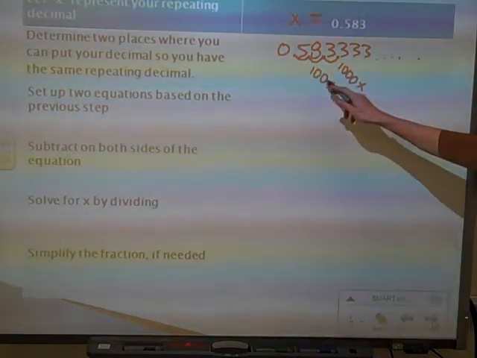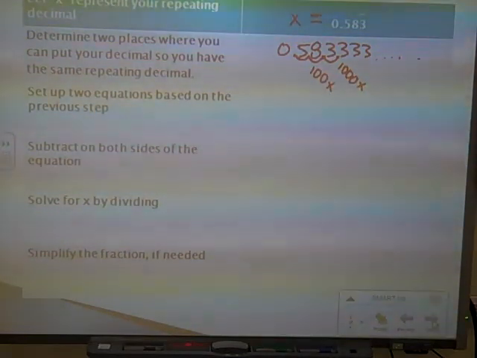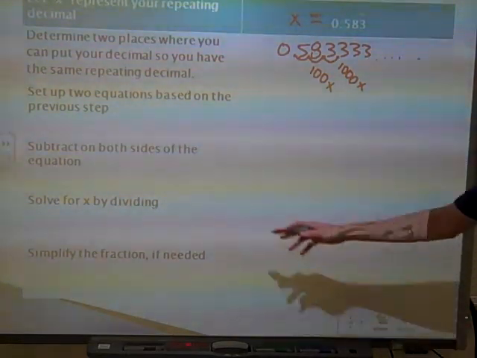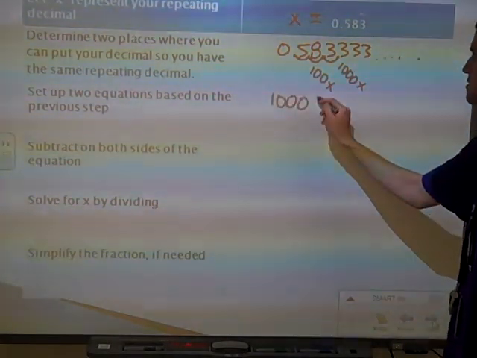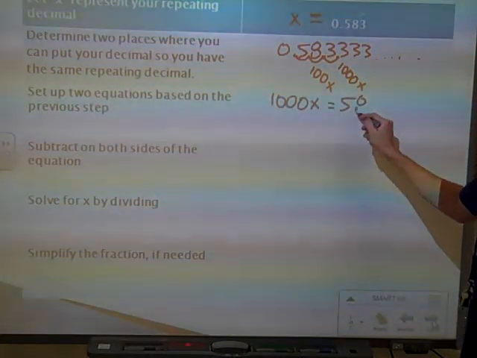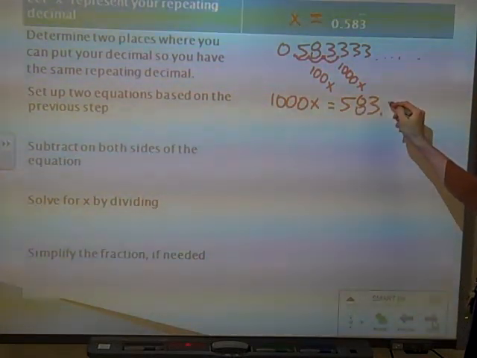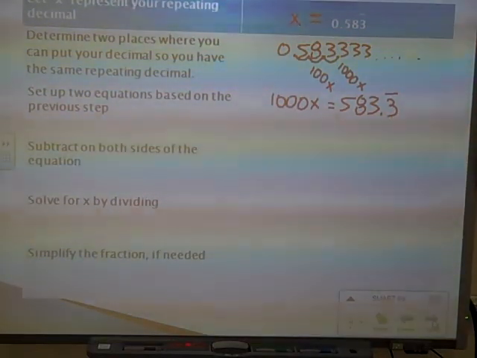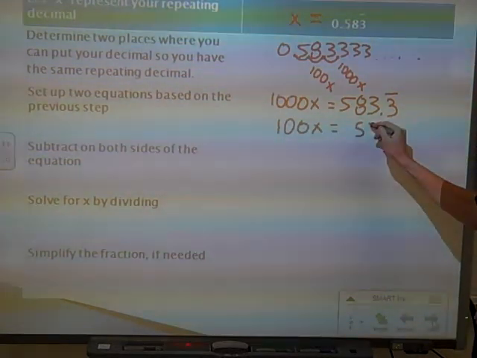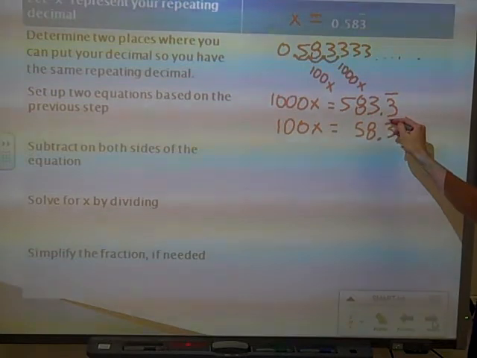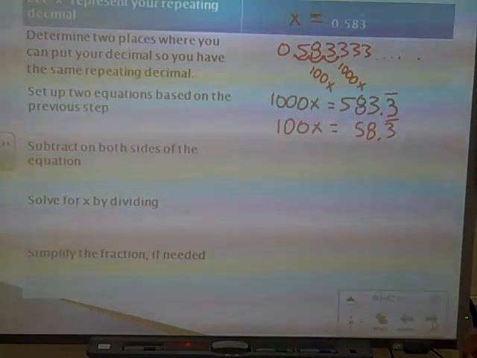So I'm going to go ahead and set up two equations right now based on my previous step. And so I'm going to go ahead and use these two. 100x equals 58.333, and 1,000x equals 583.33333. And when I subtract, because I'm going to be subtracting them eventually, I want to make sure the larger number is on top. So I say that 1000x is equal to 583.3, and 3 is going to keep going. And then I say that 100x is equal to 58.3, and it's still repeating. Okay? And I make sure my place values are lined up as well.